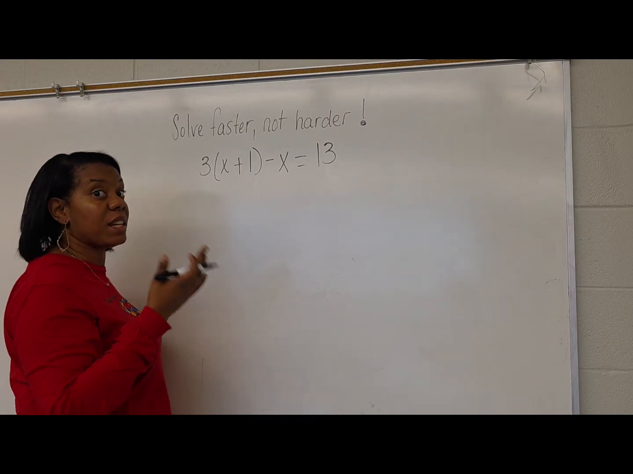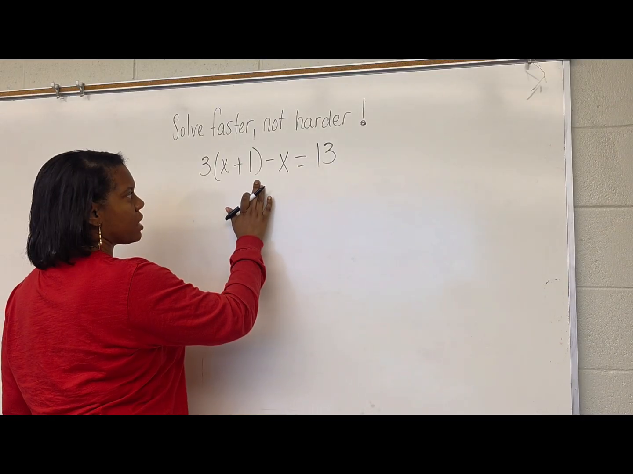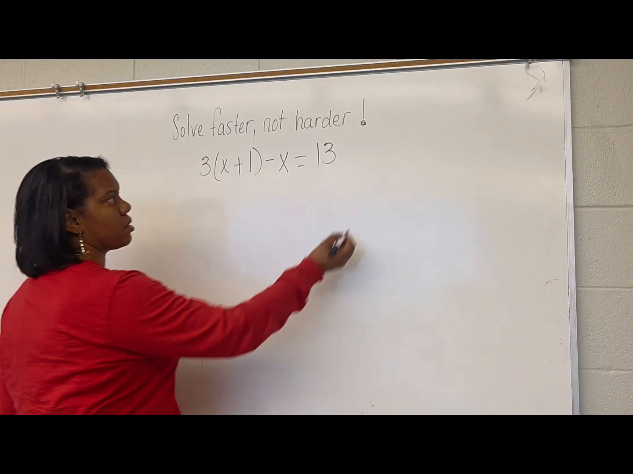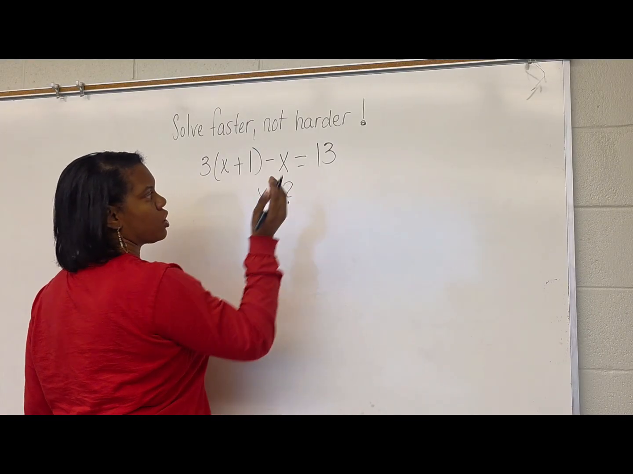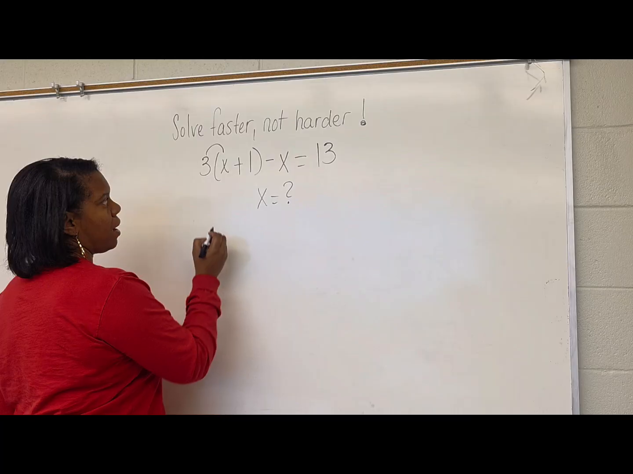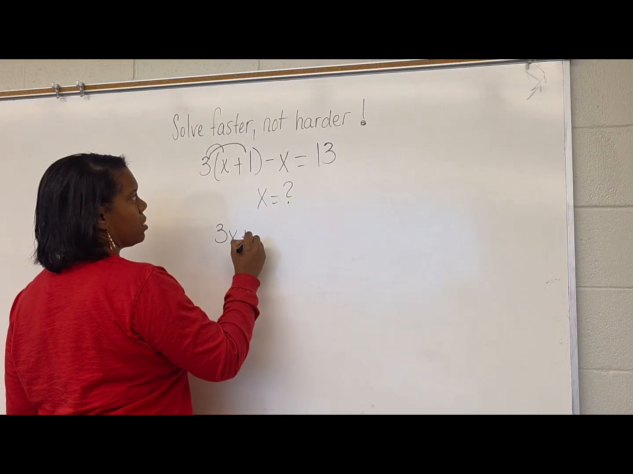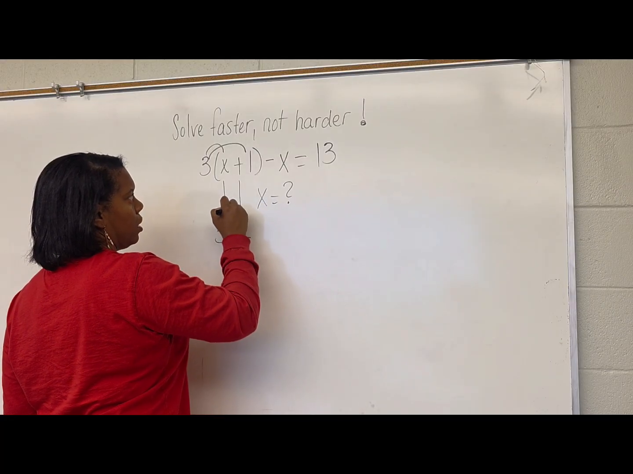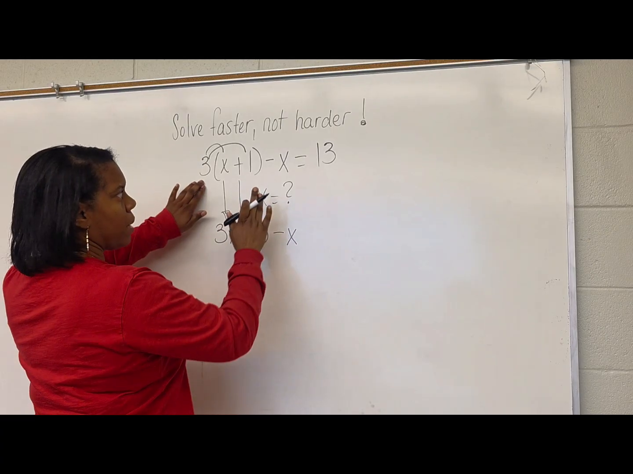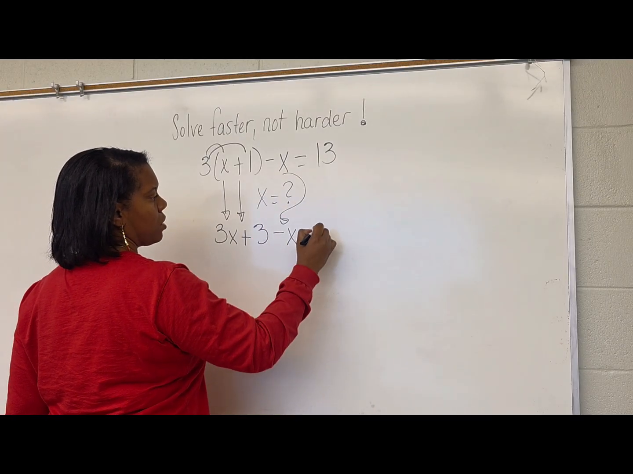Okay, listen up. Let's get to the first problem. We have 3 open parentheses x plus 1 close parentheses minus x equals 13. Okay, we are solving for x. So we're trying to figure out what does x equal. The first thing we need to do is distribute. 3 times x gives us 3x. 3 times 1 gives us 3 minus x. We do not multiply the 3 and the x. We just bring the x down. Minus x equals 13.